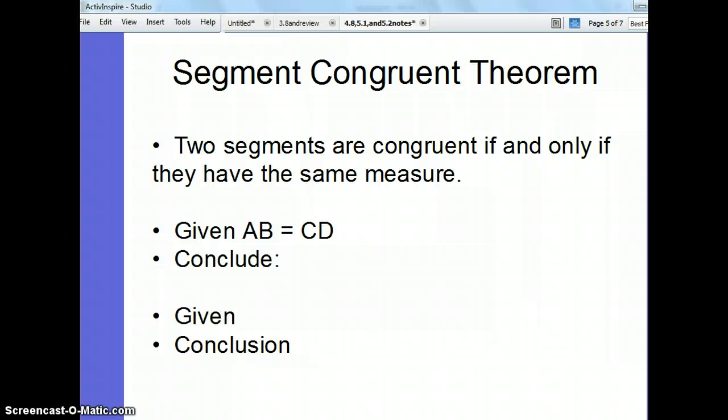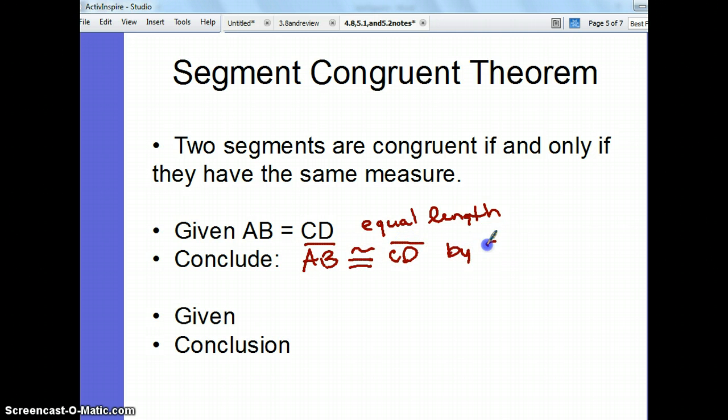And then we have a couple of real simple theorems. The segment congruence theorem, you can't say a whole lot with this. It is a biconditional, but here we say that AB equals, remember that's an equal length. We're saying the lengths are equal, therefore we can conclude that segment AB is congruent to segment CD by the segment congruence theorem.